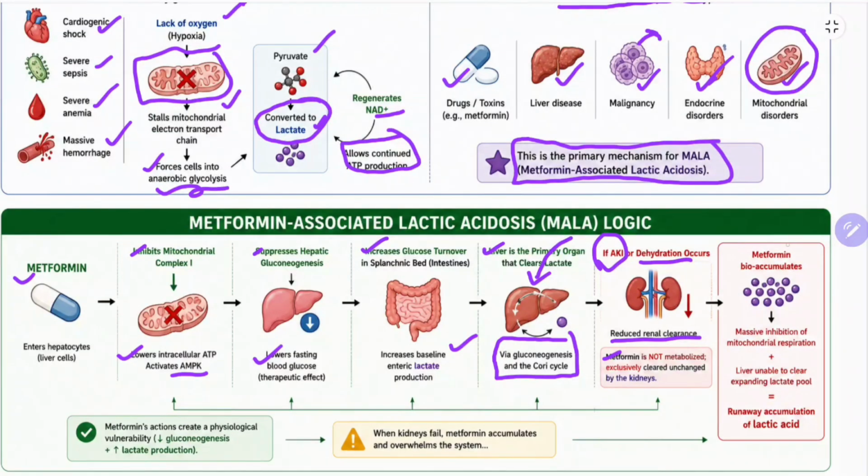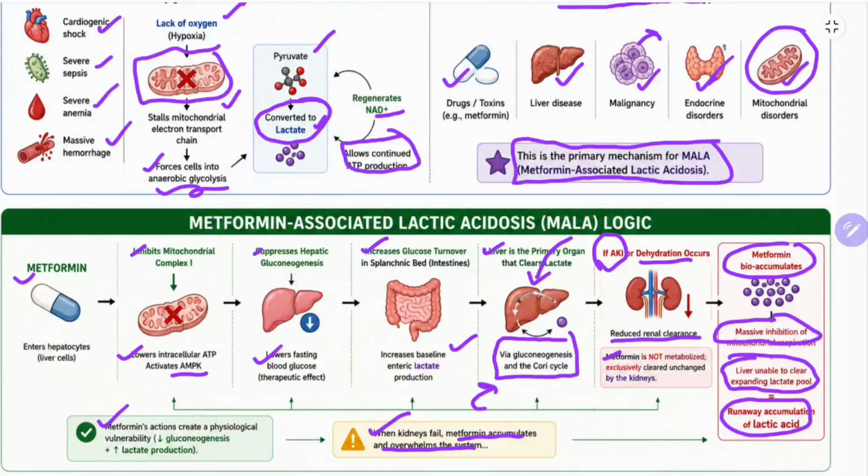So that will lead to metformin accumulation, massive inhibition of mitochondrial respiration, and the liver is unable to clear the expanding lactate pool, with runaway accumulation of lactic acid. So metformin's actions create a physiological vulnerability: decreased gluconeogenesis with increased lactate production. When kidneys fail, metformin will accumulate and overwhelm the system, even in a normal liver.